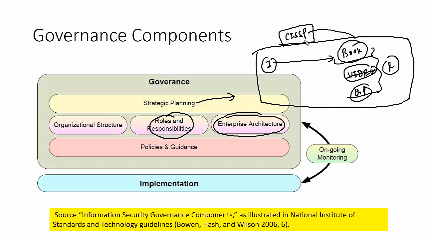But if I don't have all these things, if I don't have a trainer, I don't have a resource, or even if I have a resource, I don't know how to follow it, that is an example of a lack of governance.